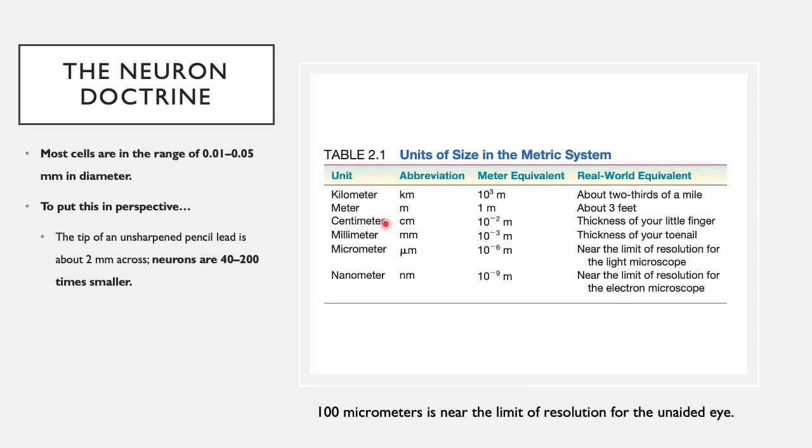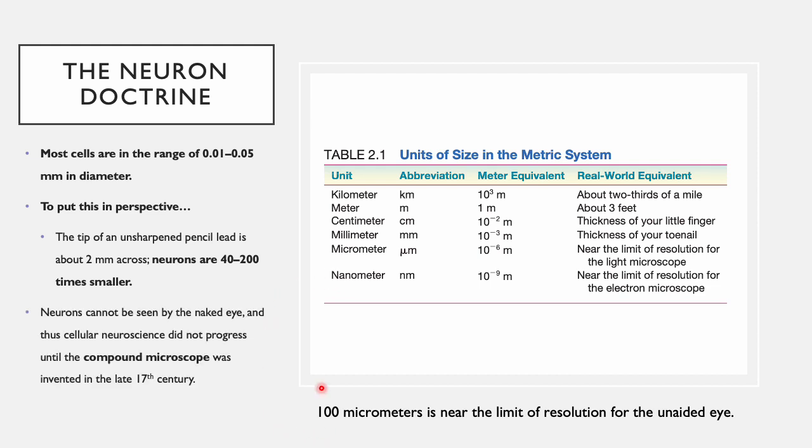And I do want you to know the units of size in the metric system for this class. I could test you on any of these units. I do want you to know that the near limit of resolution for the light microscope is in micrometers, where the electron microscope is in nanometers. So we can't actually see a neuron with the naked eye because it's so small.